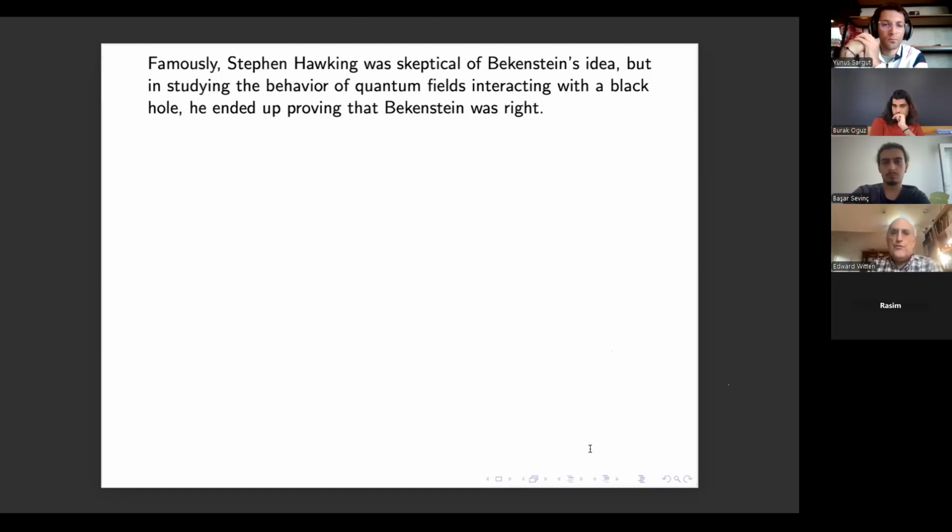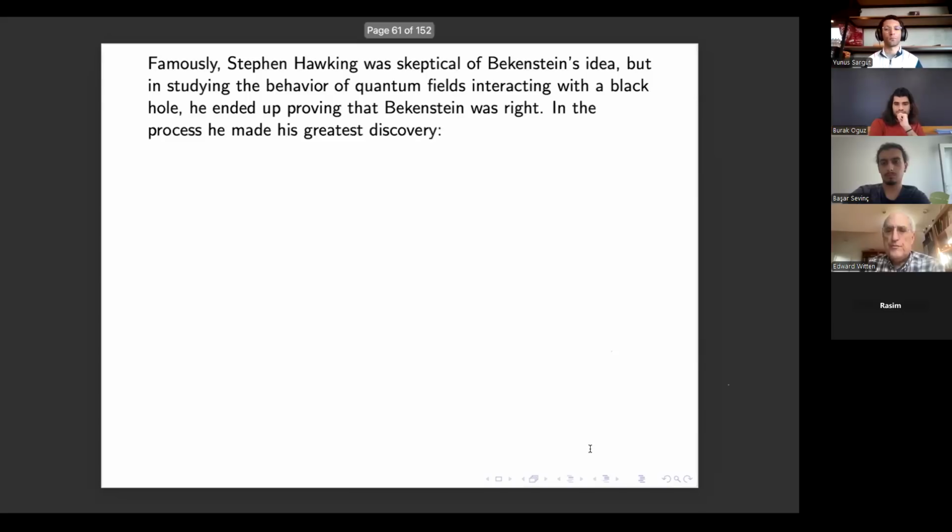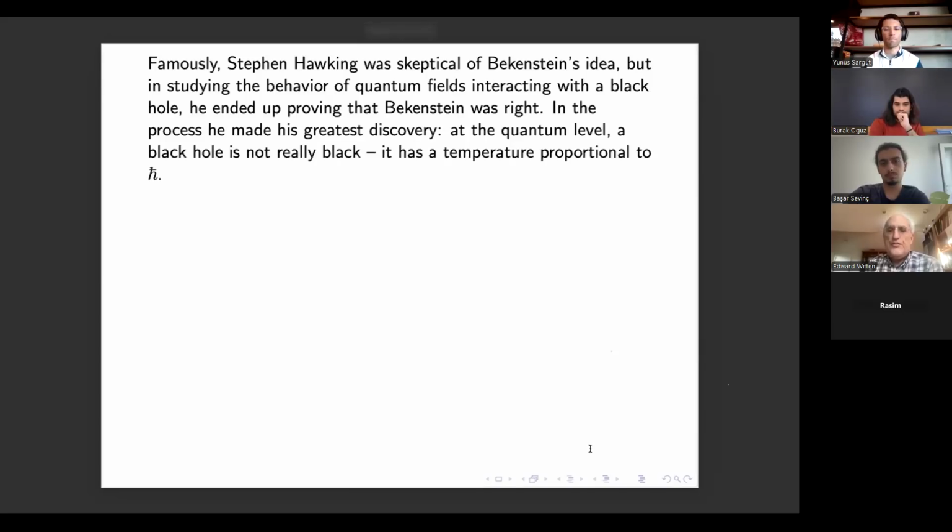Stephen Hawking famously was skeptical of Bekenstein's idea, but he studied the behavior of quantum fields interacting with a black hole, and in the process ended up proving that Bekenstein was right. And he made in the process his greatest discovery. At the quantum level, a black hole is not really black. It has a temperature proportional to h bar, as the first law plus Bekenstein's formula might have suggested, like I just explained.